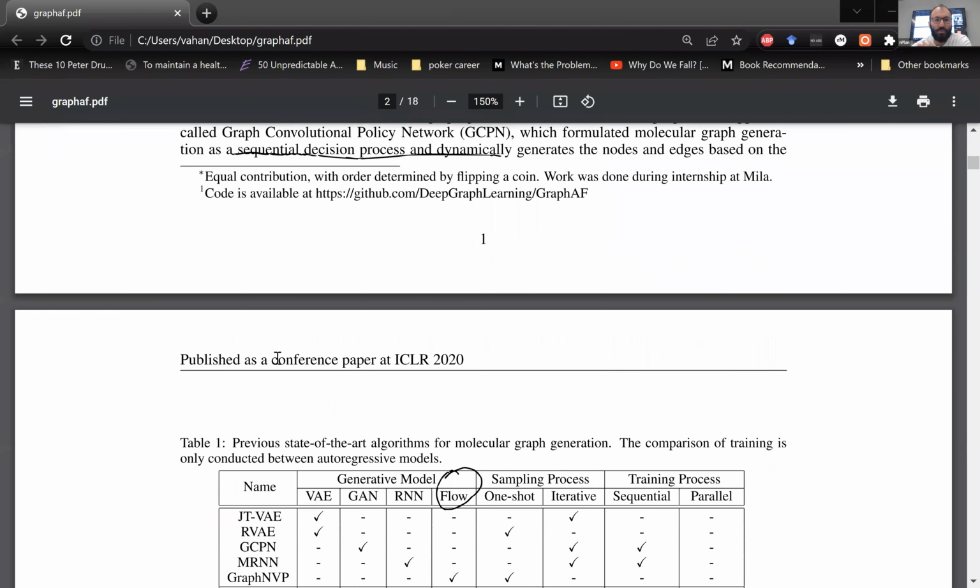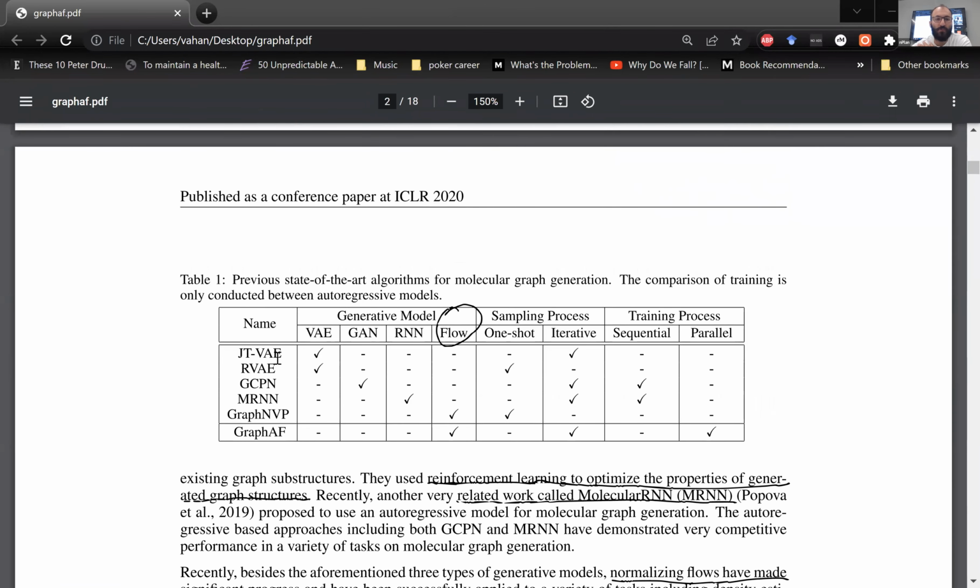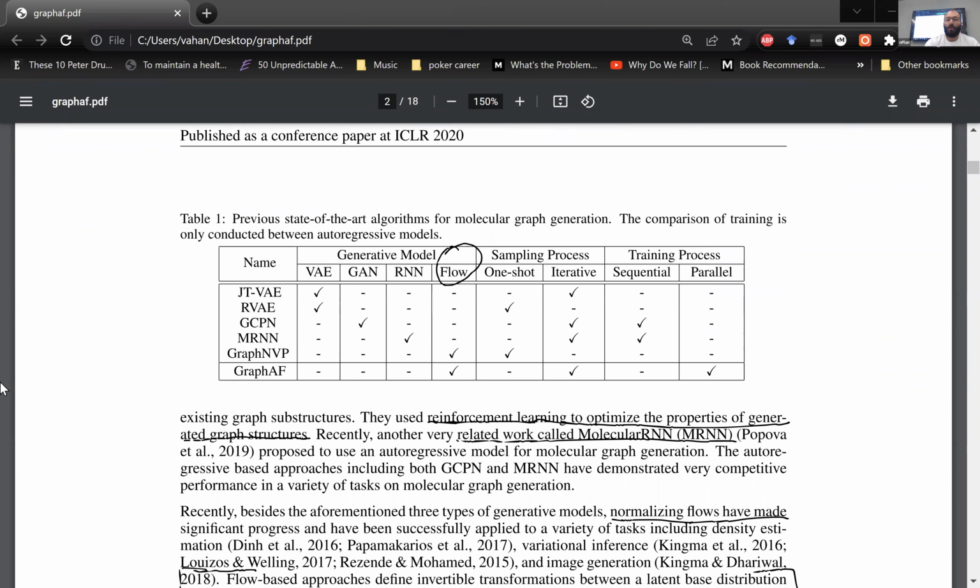Cool. So let's start with looking at existing methods. They have a nice table here where they cover different methods and what they do and what they don't do. One well-studied approach is variational autoencoders. These top two use variational autoencoders to generate graphs. So those are good. The only problem is that they are not efficient at all.